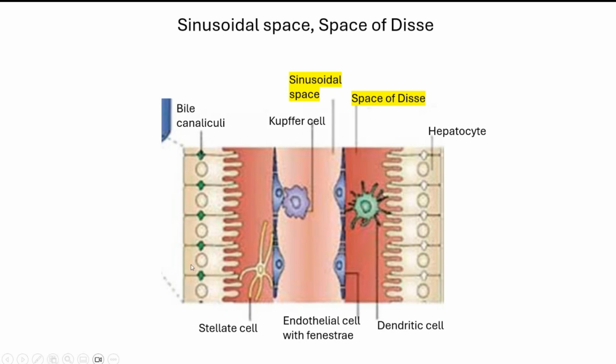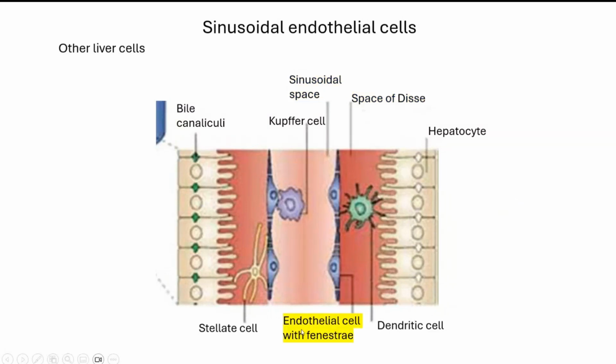Now, we will look at the sinusoidal space. This is the sinusoidal space, which is in the center, which takes the blood from the portal vein to the central vein. And there is the space of Disse, that is the interstitial space. This space is between the endothelial cells and the hepatocytes. And you can see these elongated cells which are lining the sinusoidal space; they are called the endothelial cells. They have the fenestrae. So let's look at the endothelial cells. What are their functions?